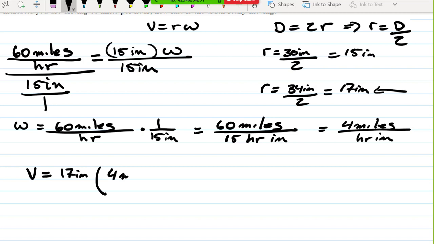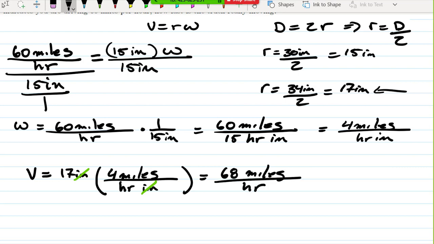So 4 miles per hour inches. And we'll notice the inches reduce out as we would like. So 17 times 4 gives us 68 miles per hour. So then the actual speed of our truck would be 68 miles per hour.